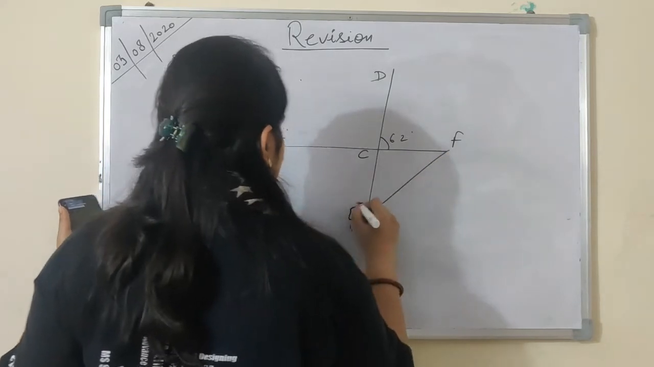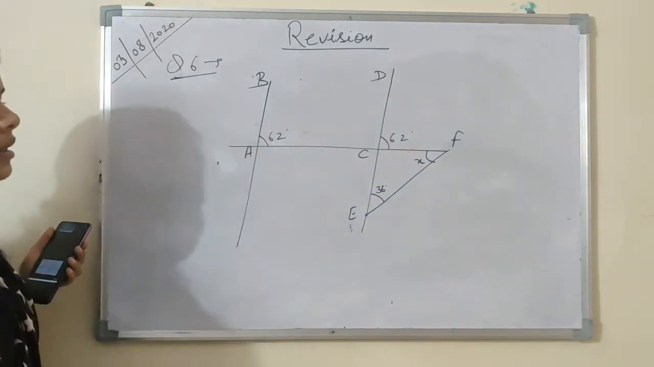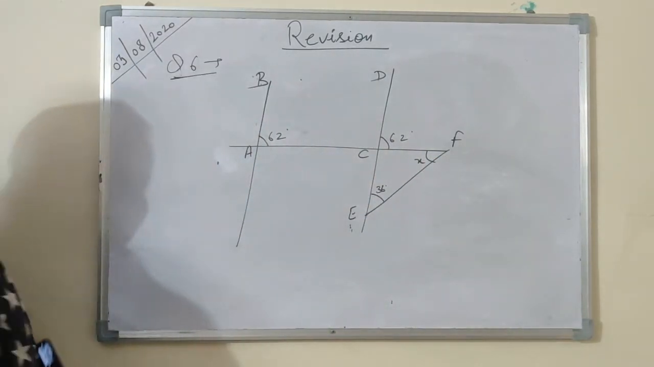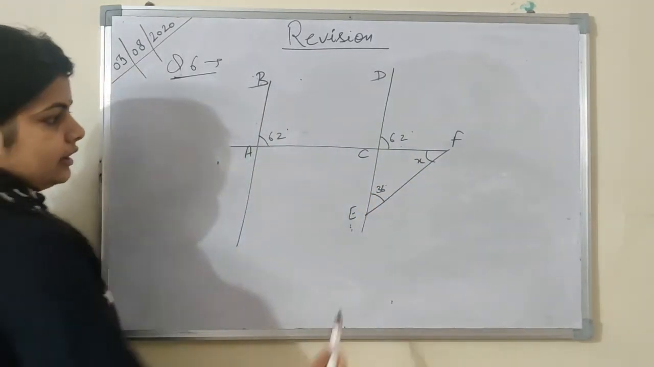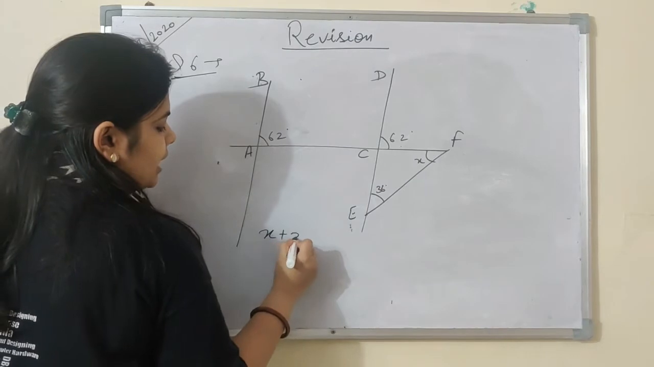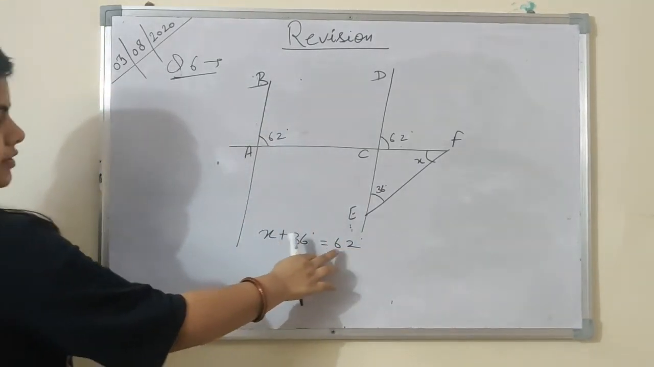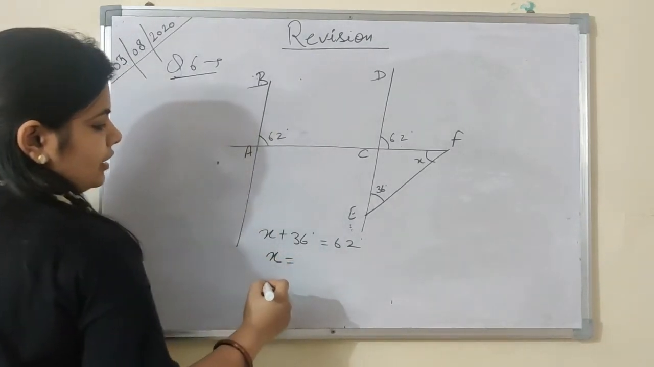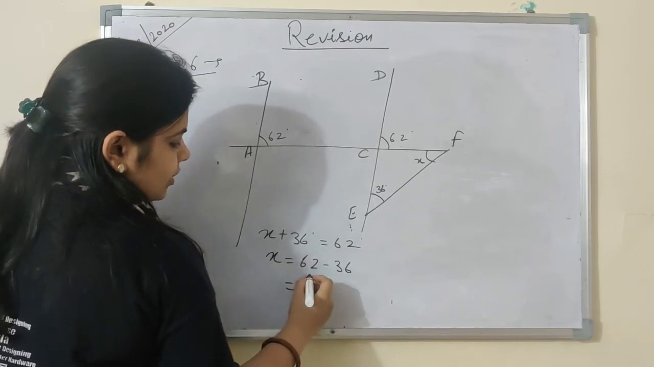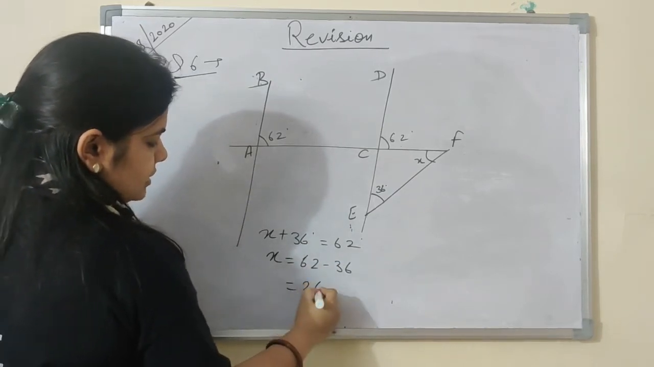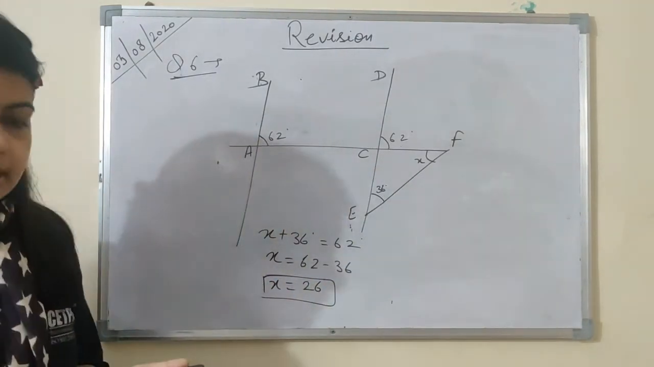Now it is given as 36 degrees and this is given as x. Now we have to find the value of x from here. Again you can observe here that 62 is making an exterior angle for 36 and x. So again we can apply the exterior angle property for 62, that is x plus 36 is equal to 62. That is, the value of x will be 62 minus 36. That is, the value of this will be 26. So this is the answer of question number 6.